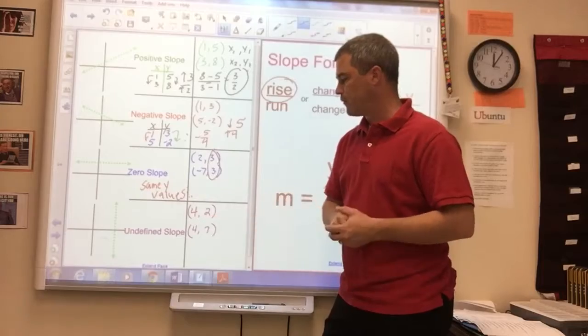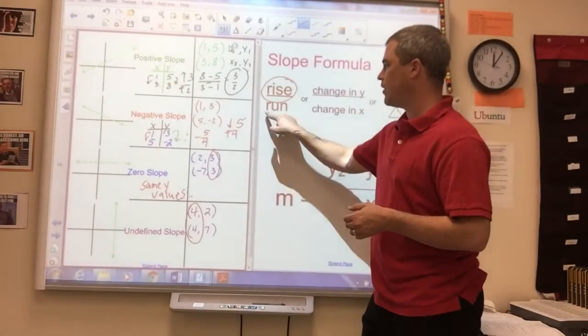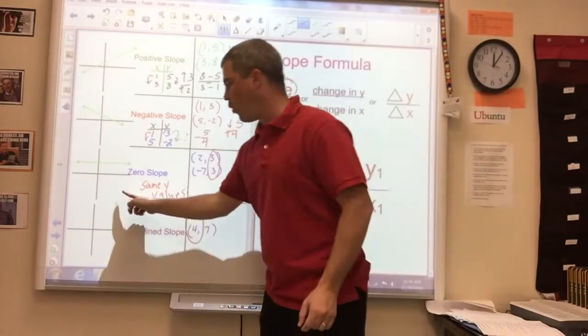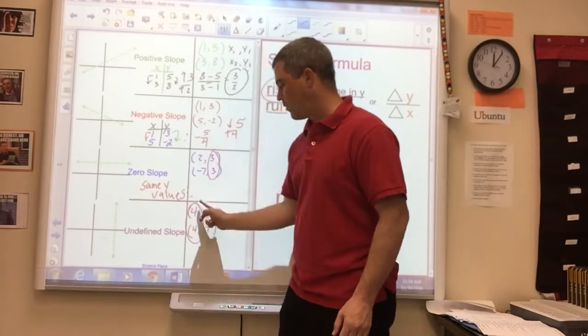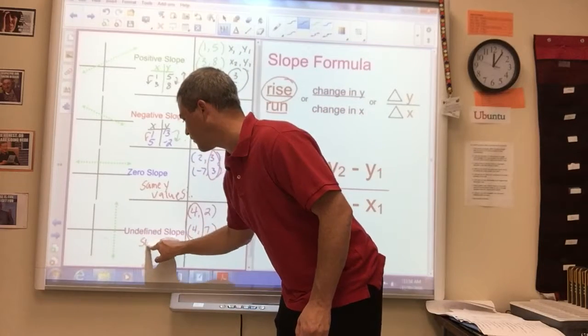An undefined slope is anytime you have the same x's, which is the run. I never run left or right. I'm always a vertical line, and having the same x's, I always touch the x-axis.